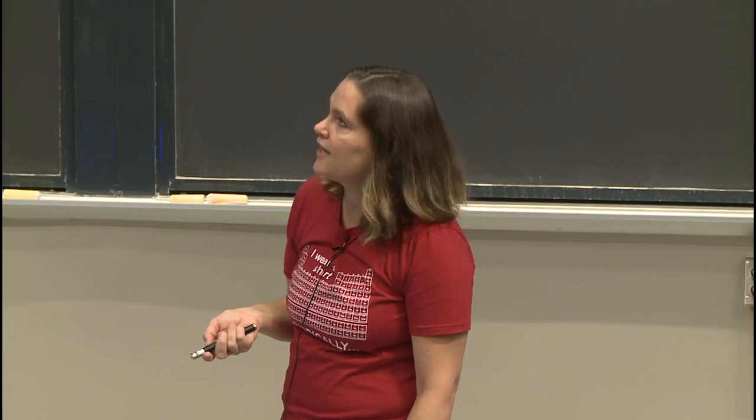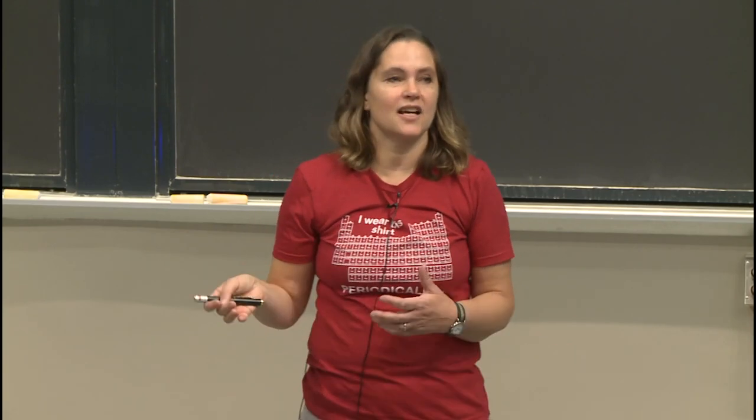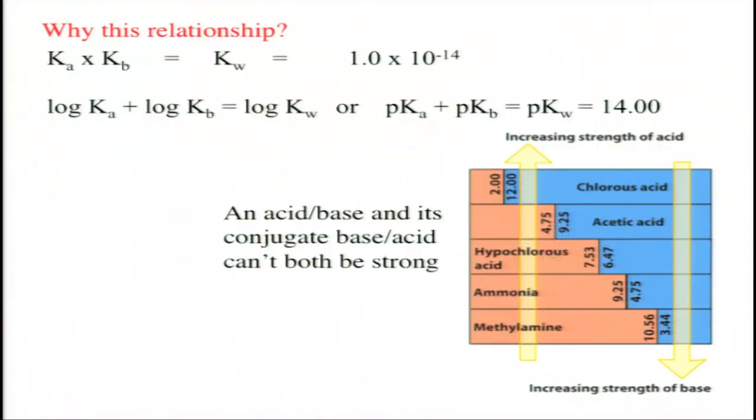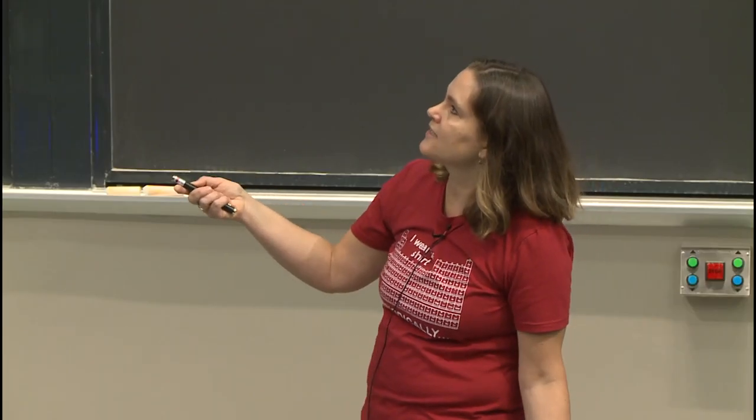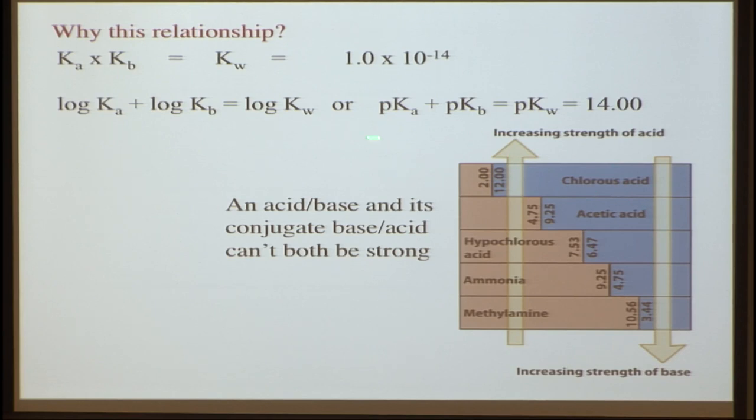So you can't have an acid and its conjugate base both be strong. You can't have a base and its conjugate acid both be strong. The pKs need to add up to 14. So if you have something that's a good acid, then its conjugate base is not going to be particularly good. The pKa and the pKb must add up to 14. If you have something that's a good base, its conjugate acid is not going to be that good. So these are connected to each other.